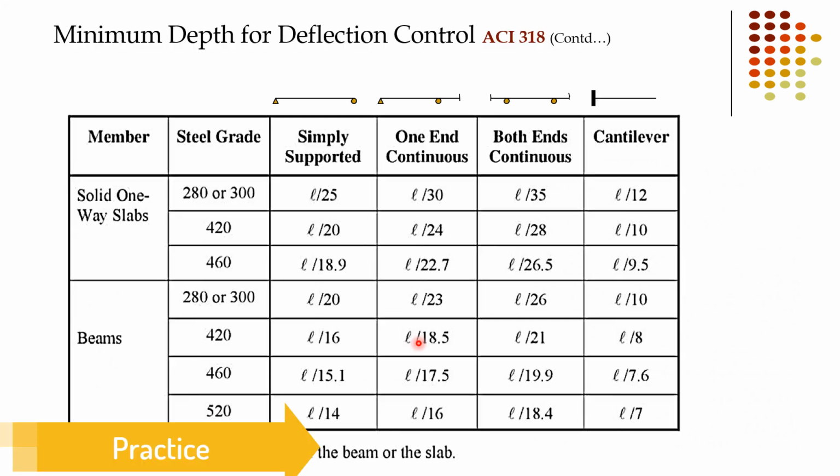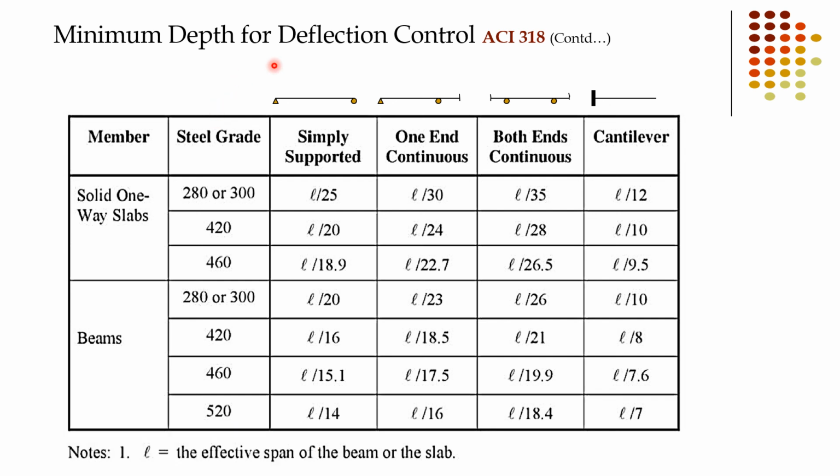Okay, so now here is a minimum depth for deflection control as per ACI. If you have a member, for example, a solid one-way slab, now we are discussing beams. For example, if we have a steel grade of 420, then for simply supported we have to provide L by 16 minimum depth. We can provide more depths, but that is the minimum. Similarly, for cantilever, that is L by 8 for 420, and L is the effective span of the slab or the beam. So that's all.